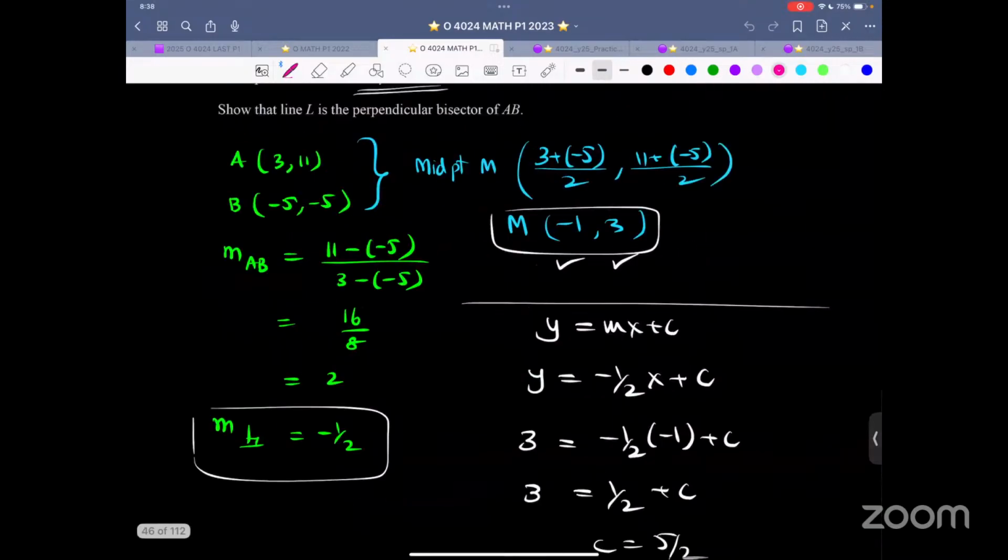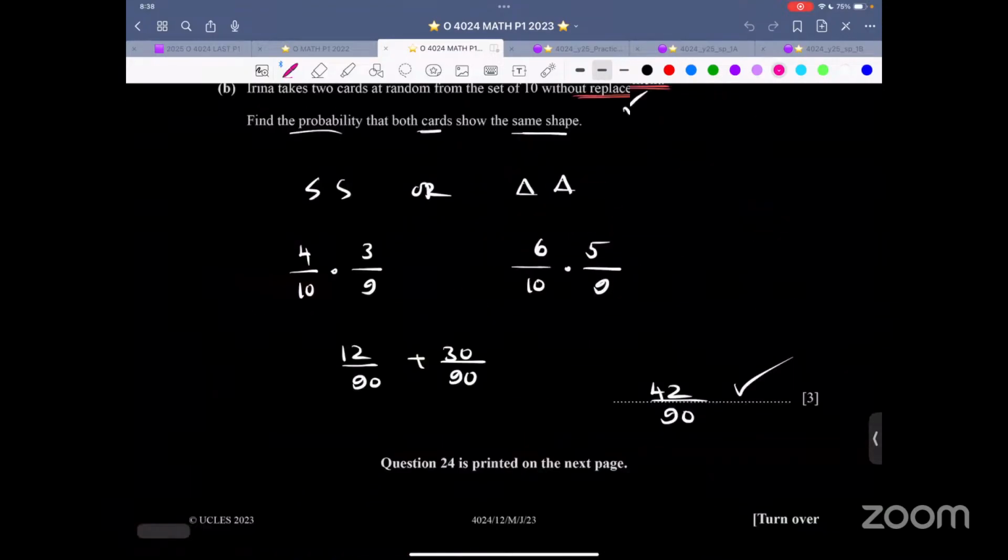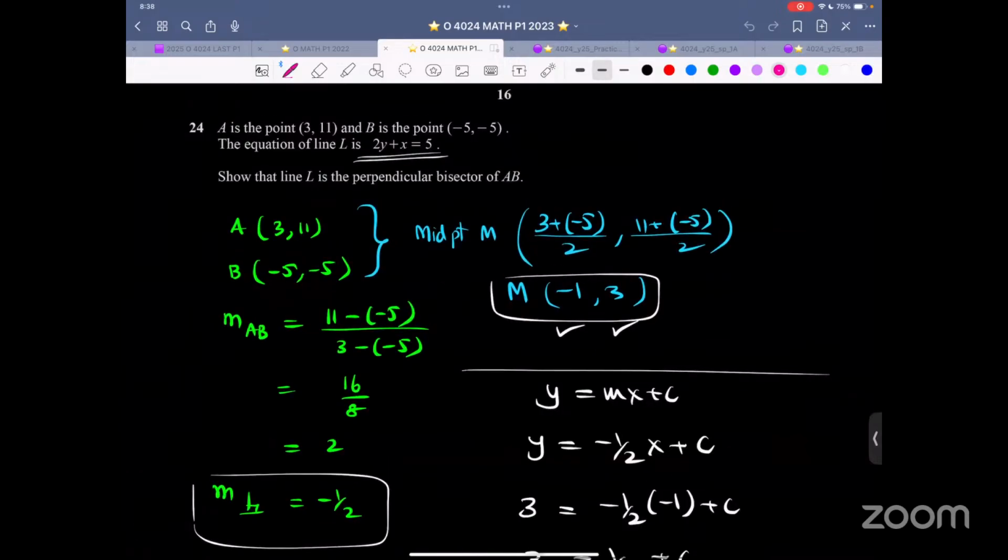look at this question, something to do with perpendicular bisector. A is the point (3, 11), B is the point (-5, -5). The equation of line L is this thing. Show that L is the perpendicular bisector of AB. Just go ahead and find the perpendicular bisector.